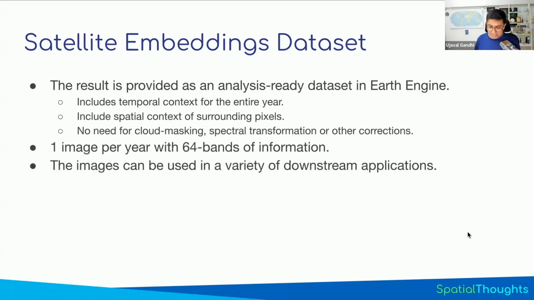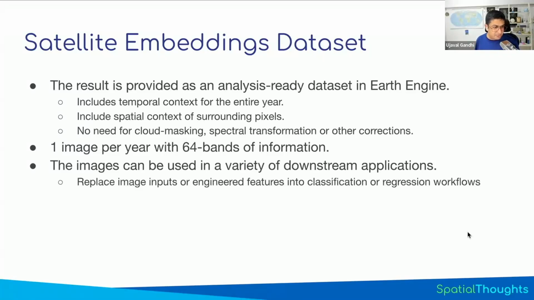And these images, which encode the 64-dimensional embedding at each pixel, can then be used for your downstream task. You can use it in your classification or regression workflows. If you have a classification model, instead of using Sentinel-1 and Sentinel-2 and doing data fusion, just use those 64 bands. And then just replace them as features, and the model will learn from that and give you predictions.